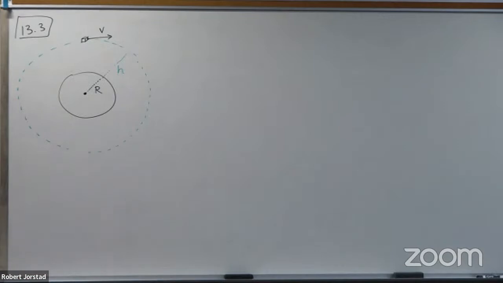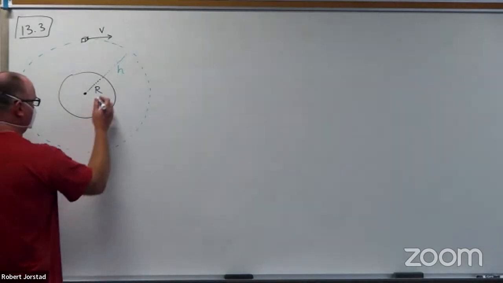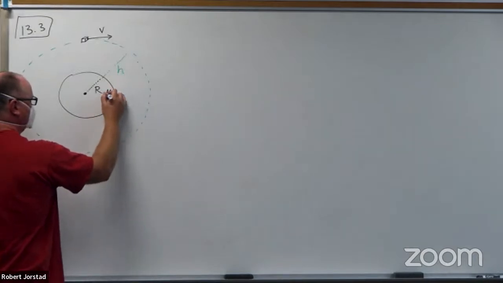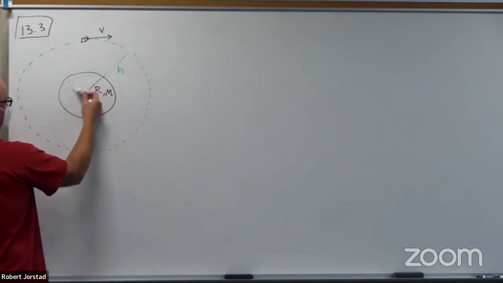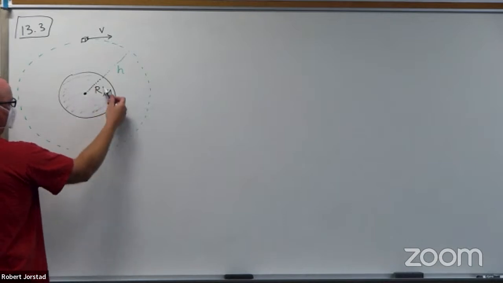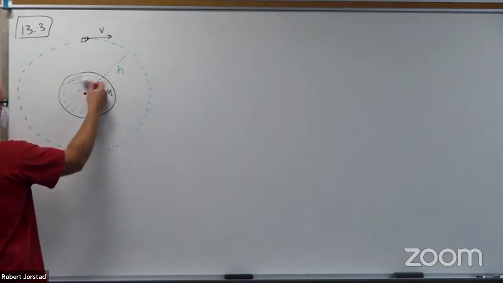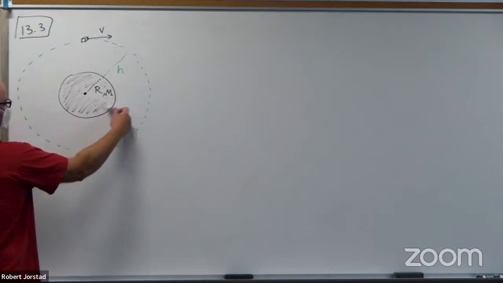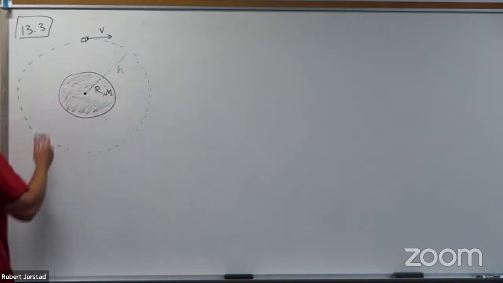Okay. We're going to say this planet has mass M. I'm going to put a little light shading in there just so I can tell that's the planet, not an orbit or something. Okay, so there's my planet. There's my CubeSat going around there. That has mass little m.